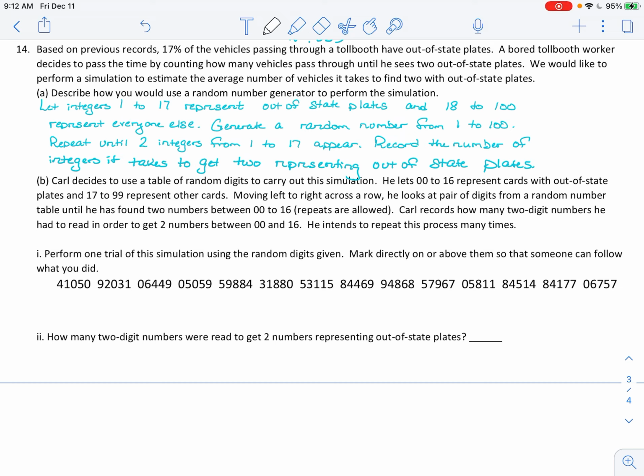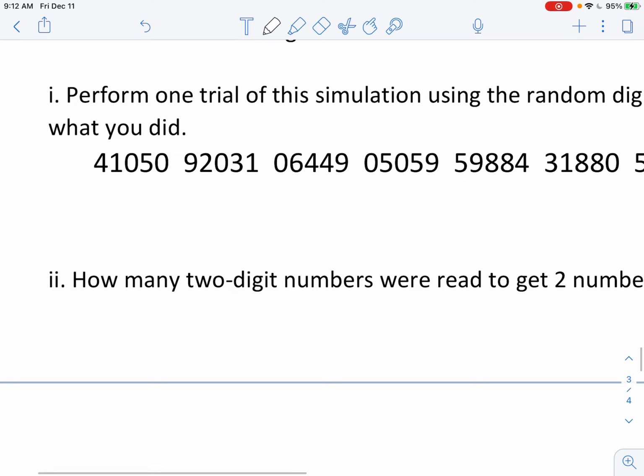And then I wanted to talk about how to do this with a random digit generation, so without using the calculator. So still, 17% of the values are designated to be out-of-state plates, 00 to 16. Everyone else, up to 100, pairs, not digits, would represent the other cars. So we're going to go left to right. We're going to look at pairs until we find 2 numbers, again, repeats are allowed, representing these out-of-state plates. And then he records how many he has to get, and he intends to do this lots of times.